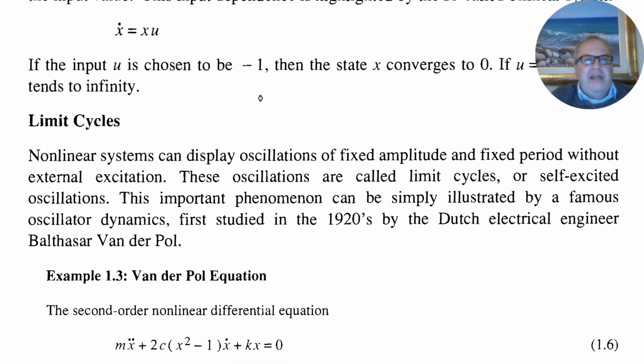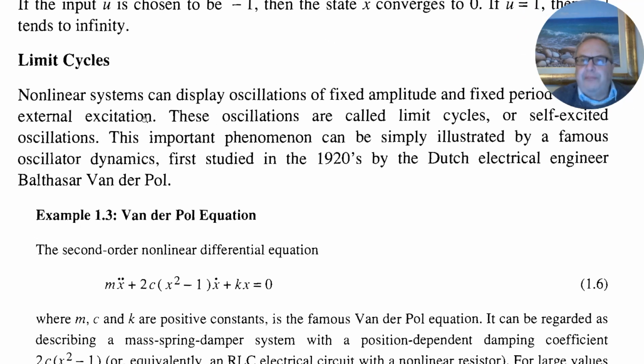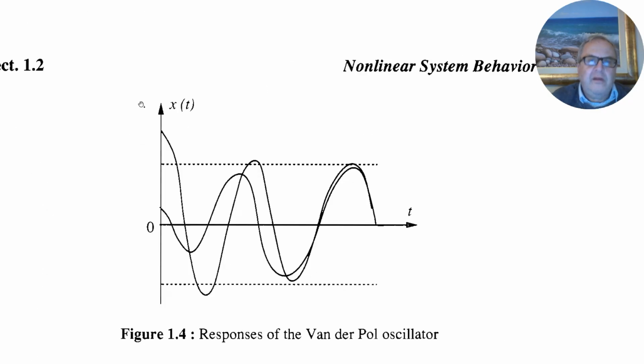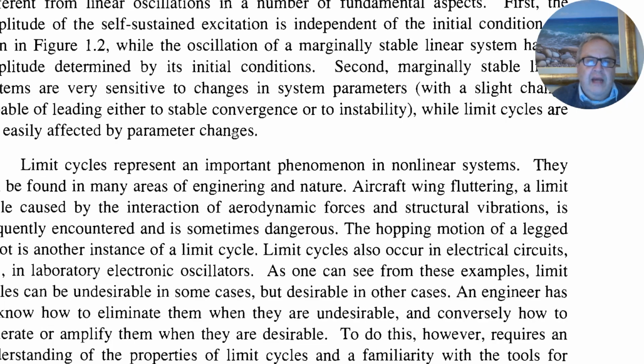Other phenomenon here are the limit cycles. You can see that a limit cycle is a kind of trap, and your system can be trapped in a limit cycle. An example here is the van der Pol oscillation.